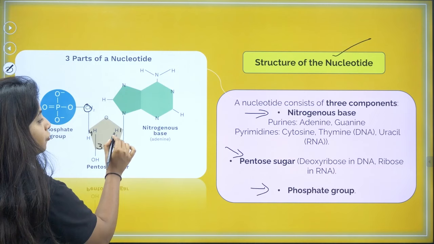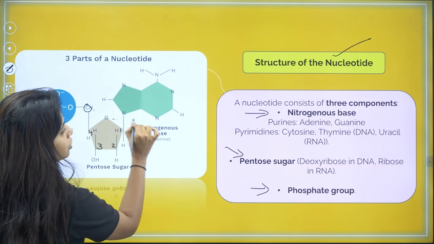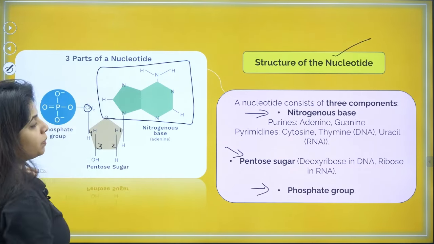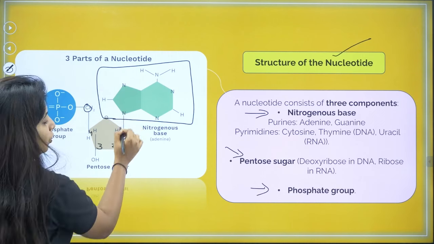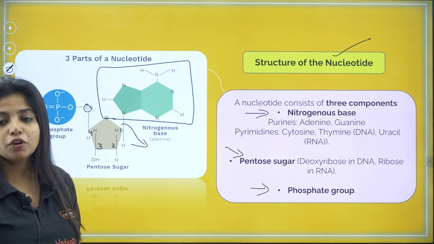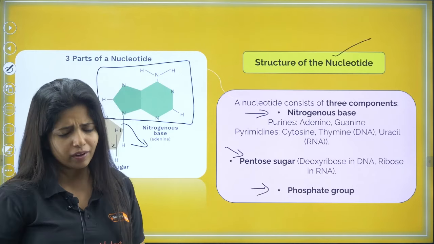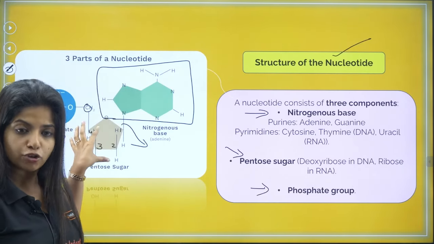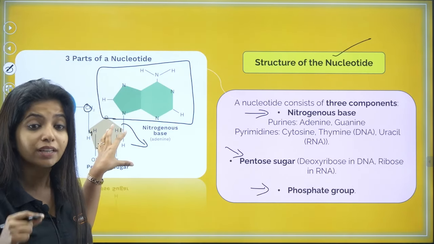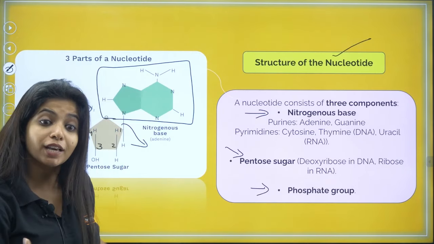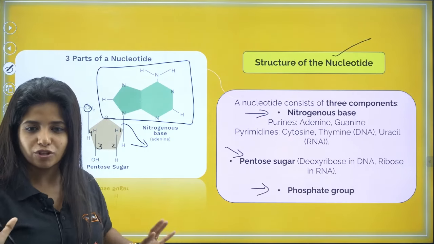And now my dear children, on the first carbon, the nitrogenous base is being attached. This is a nitrogen base which is being attached, and the bond which is there, what do you call this bond as? This bond is known as N-glycosidic bond. We'll come to that one by one. So as of now, pentose sugar you studied. What is the name of the pentose sugar? In the case of DNA, it is deoxyribose. In the case of RNA, it is just ribose, nothing else.